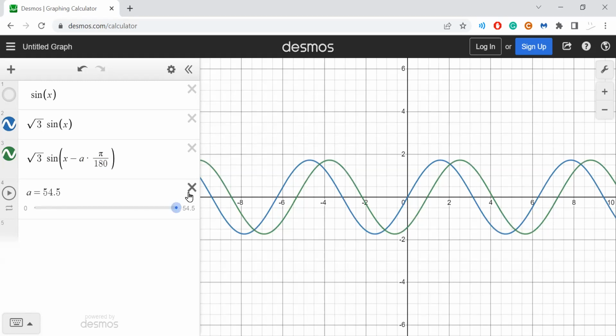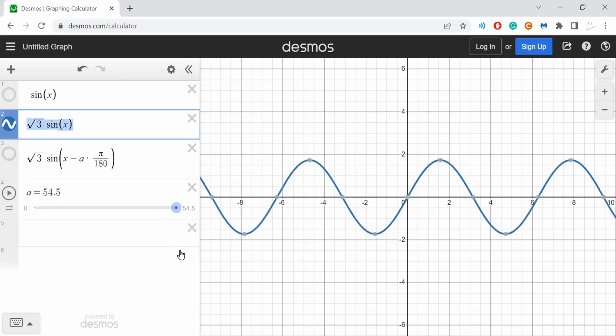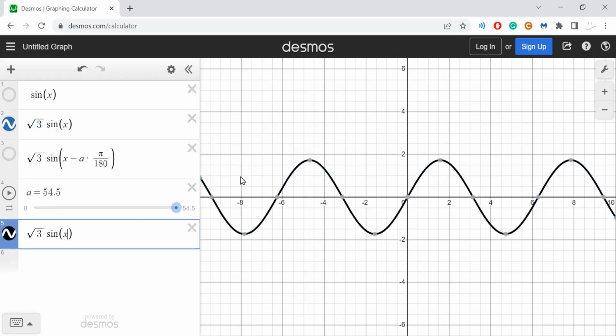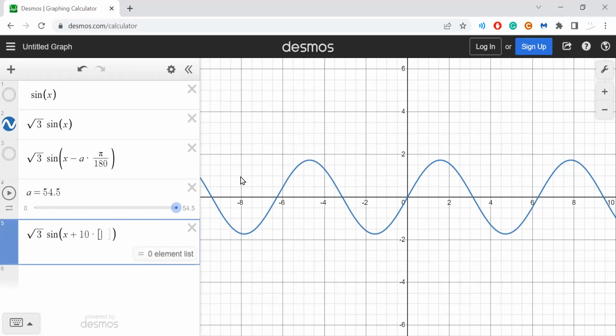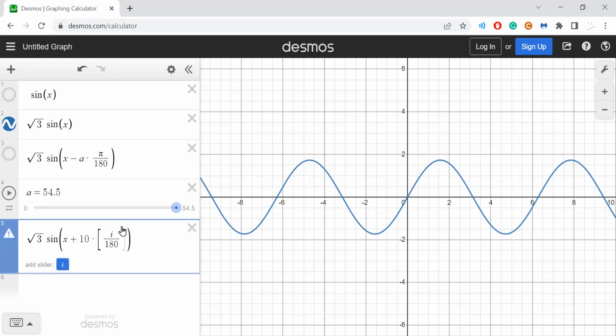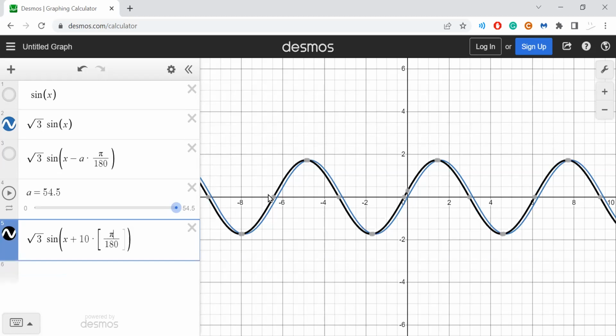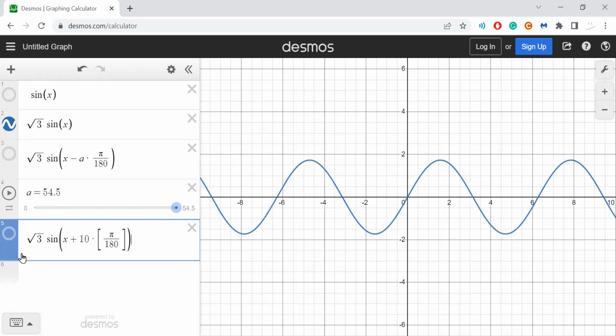Plus, what do you think will happen? Let's try just for fun. Square root 3 sine x. If I go and plus angle, let's say 10 times, and then I need to multiply it by pi over 180. Oh, sorry. Pi. What happened to the graph?